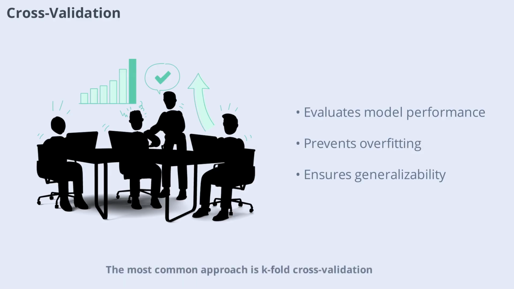The most common approach is k-fold cross-validation, where data is split into k subsets and the model is trained and tested on different combinations. This process provides a robust estimate of model accuracy and helps prevent overfitting. Cross-validation is a critical step in building reliable predictive models.